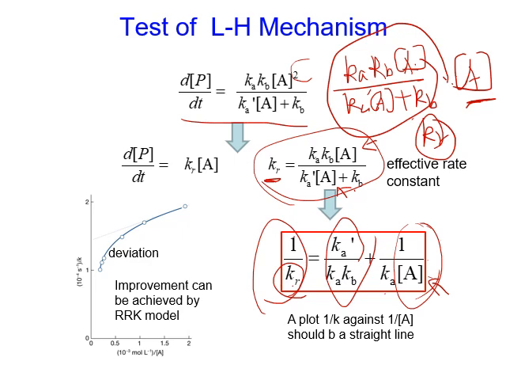So if you plot 1 over Kr against 1 over A, you should get a straight line according to the Lindemann-Hinshelwood mechanism. Experiments show that at high pressure, the experimental data matches theory very well. But when the pressure goes low, they start to deviate from the line. That indicates that some improvement is needed for the Lindemann-Hinshelwood mechanism at low pressure.